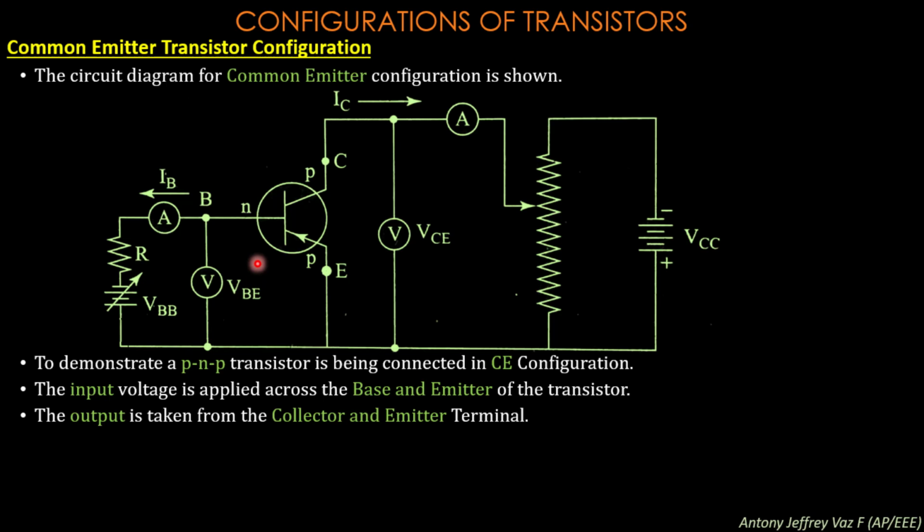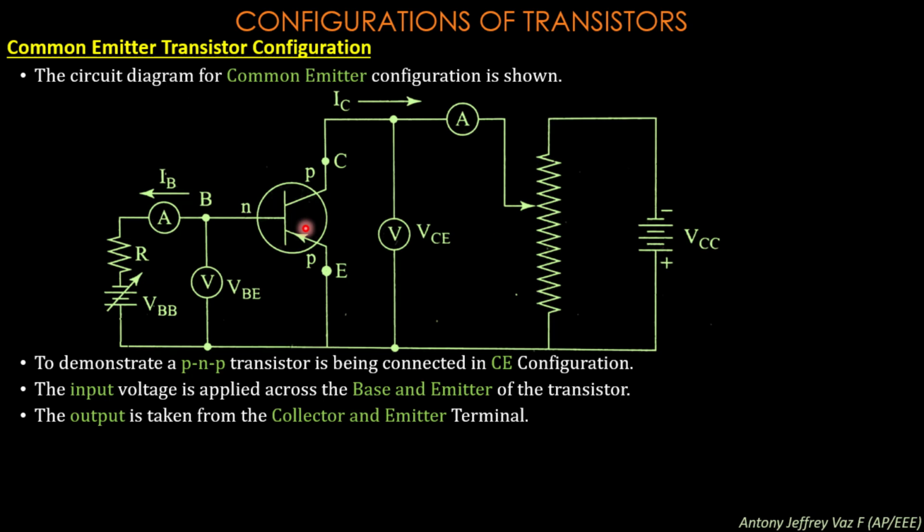The next thing is the base. The base of the transistor is connected to the negative terminal of the battery, and here you can see the collector terminal is connected to the load. This is the load.